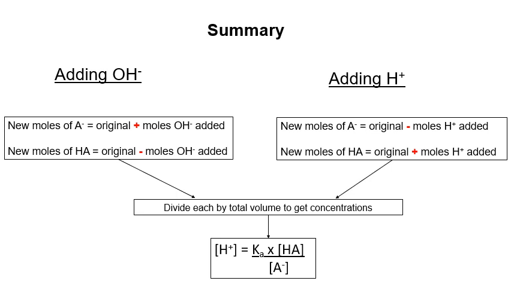Now, one key thing to remember is that for each one, there are 2 changes to make. You're always adding to one and taking away from the other. A very common mistake is to just either add to the original or take away from the original for one or the other. You must remember you're always adding or taking away from both A minus and HA. That's a common mistake, to just do one.